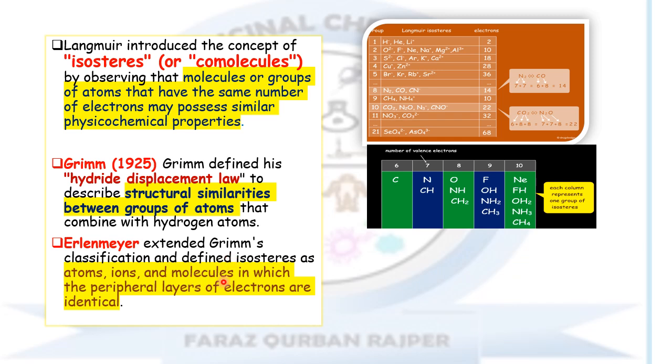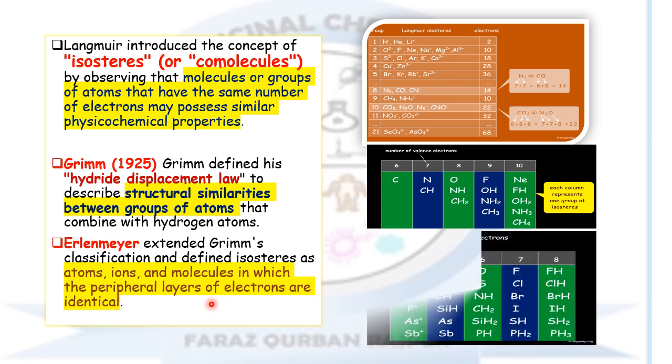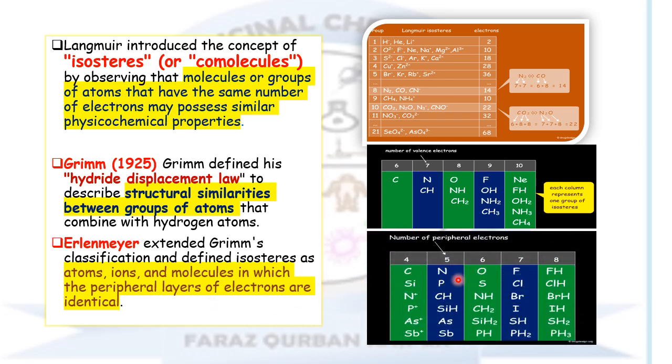Later on, Erlenmeyer further extended the Grimm classification, and he defined isosteres as atoms, ions, or molecules in which the peripheral layer, which is the outermost electrons, are identical. In the Erlenmeyer classification, this is the diagram. You may observe that these are the group 5 atoms, including different atoms from the periodic table, and also atoms or groups of atoms which are substituted with hydrogen, like nitrogen and phosphorus are group 5 atoms, and it also includes CH and SiH and strontium. These are displaced with hydrogen. The purpose of grouping them together is that they have similar bonding characteristics, and they can be replaced at certain sites in drug design.